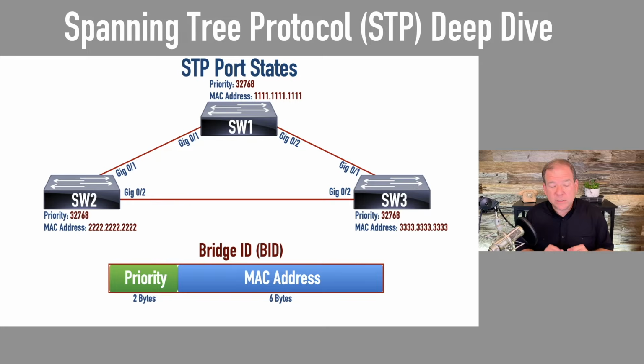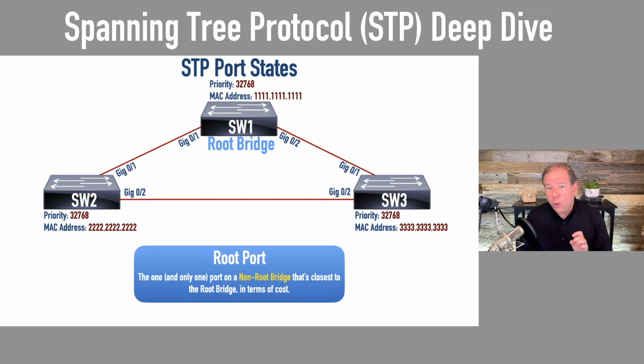And that's because we've got a tie when it comes to the bridge priority, so we look at the MAC address. The all 1's MAC address on switch 1 is lower than the all 2's MAC address and the all 3's MAC address. So we can say, yep, switch 1 is our root bridge. Next up, who are the root ports?